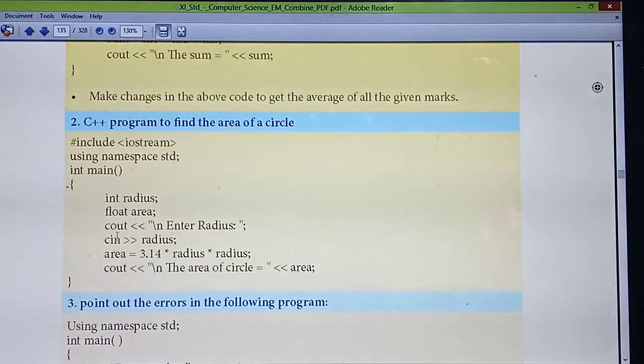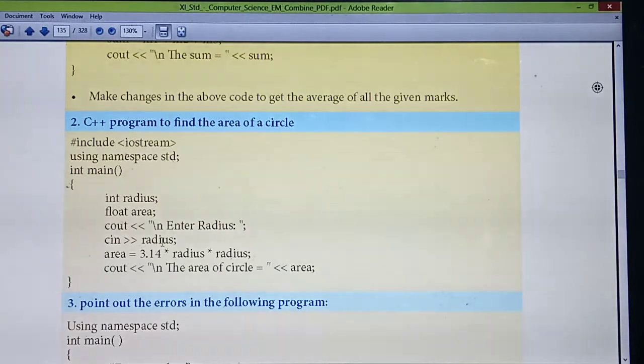Yes. Next, in the output screen, you enter the radius. So "enter the radius", then semicolon. Okay. For that you should give input. Input which variable do you need to give? Radius. So here only you are going to enter the radius.